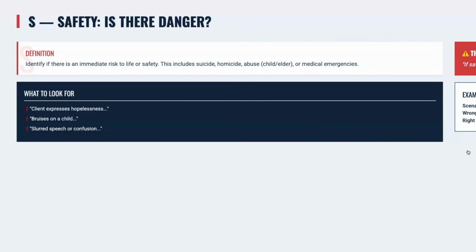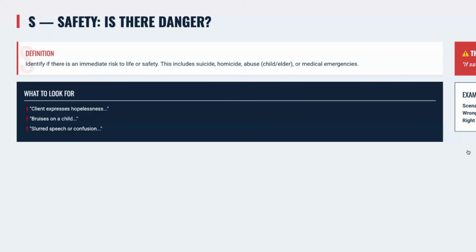Safety, when you're looking at that, is there any danger? Obviously, safety trumps everything. So safety first. When you're reading the question, it's always going to tell you who you are. And before we jump into doing anything else, we need to make sure there's no safety issue. Is there any type of immediate risk of life or safety: suicide, homicide, medical emergencies.